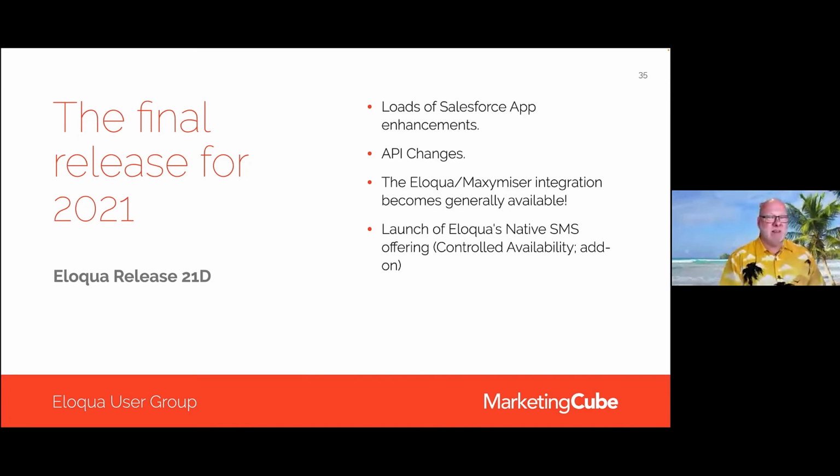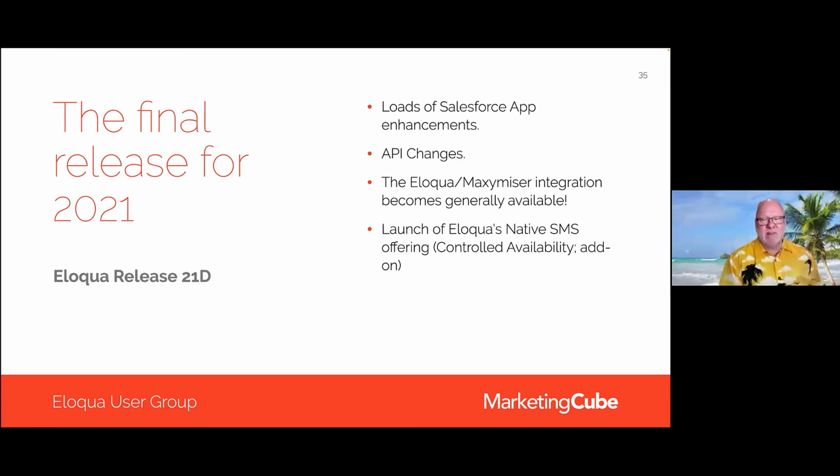For the geeks on the line, and you know I love the geeks, there are API changes. If you're working in a fairly heavy API world, there are some changes there as well, and details on those. If you're using Maximizer with Eloqua, which is one of the Oracle CX marketing products, Maximizer integration is now generally available with Eloqua. So that's good news.